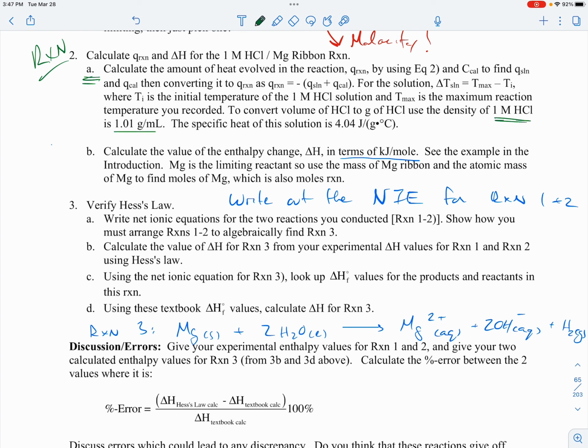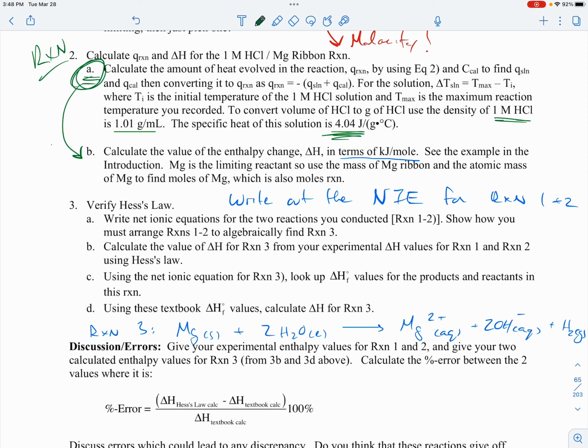You want to use the volume of HCl you used and that 1.01 to get your total mass. The specific heat of the solution is 4.04. You got more water in there, and so it's a little higher than it is for reaction 1. Once you get this Q, you're going to divide it by the moles of magnesium to solve for delta H in terms of kilojoules per mole.